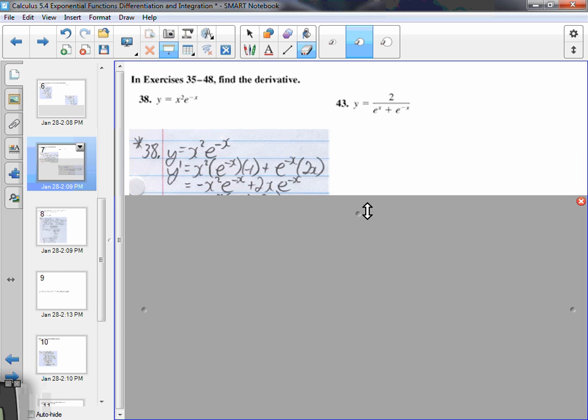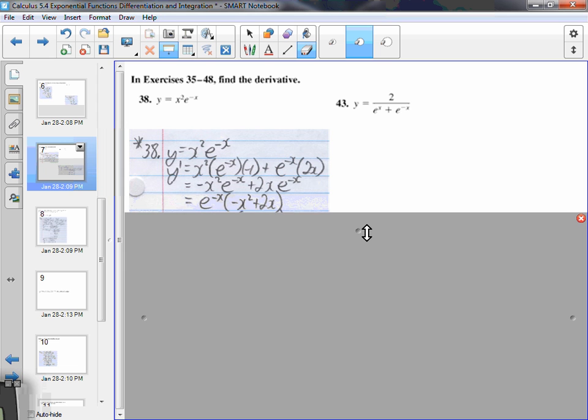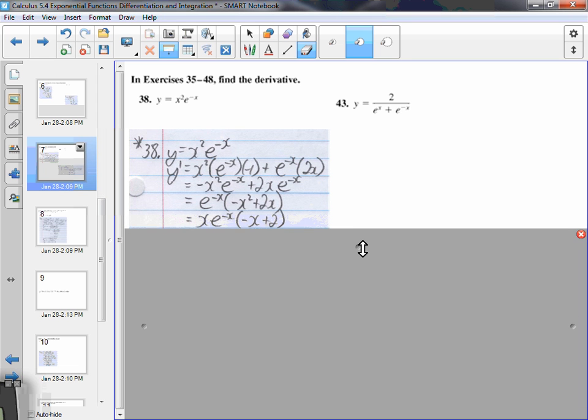So not only can I factor out an e to the negative x, I can factor out either a positive x or a negative x. It doesn't really matter. I factored out a positive x. You could factor out a negative x and then the inside of the parentheses would be x minus 2. So either way, I'm not fussy about, neither are the AP people, and I doubt your college professors are either, or college TAs, depending on where you go. Okay? You with me on 38? Any questions? What rule are we going to need to use on number 43?